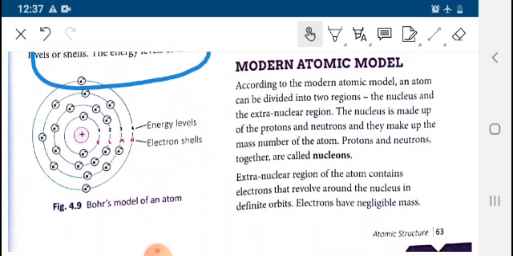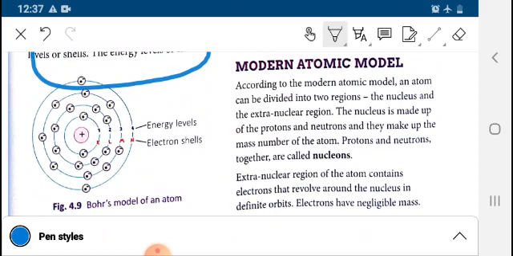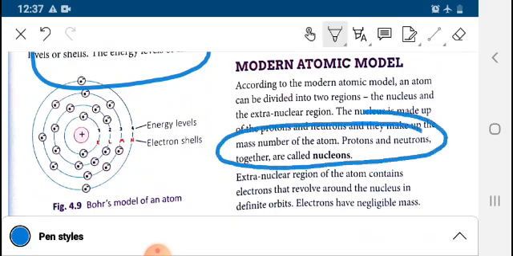So next is the modern atomic model, which said that protons and neutrons together are known as nucleons. So overall, we come to understand that there is a nucleus which has protons and neutrons. Neutron has neutral charge, proton has positive charge, and electrons are negatively charged, revolving around the nucleus in a definite circular path. The electrons have a fixed amount of energy, and they are revolving in stationary orbits. And this was the reason for the stability of an atom. Thank you.